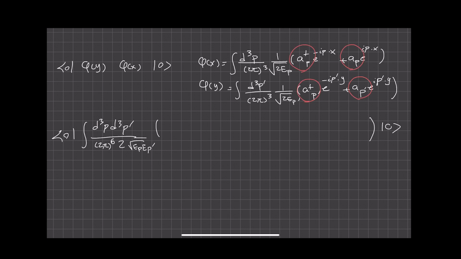But the whole point is that we have this a and a dagger multiplying each other. So we have first this term, a dagger p prime, a dagger p, a p prime, and then we have a p, a dagger p prime, and we have this a p prime. And of course, there are some multiplication coefficients behind them. I'm not going to write them down, just the one which is relevant.